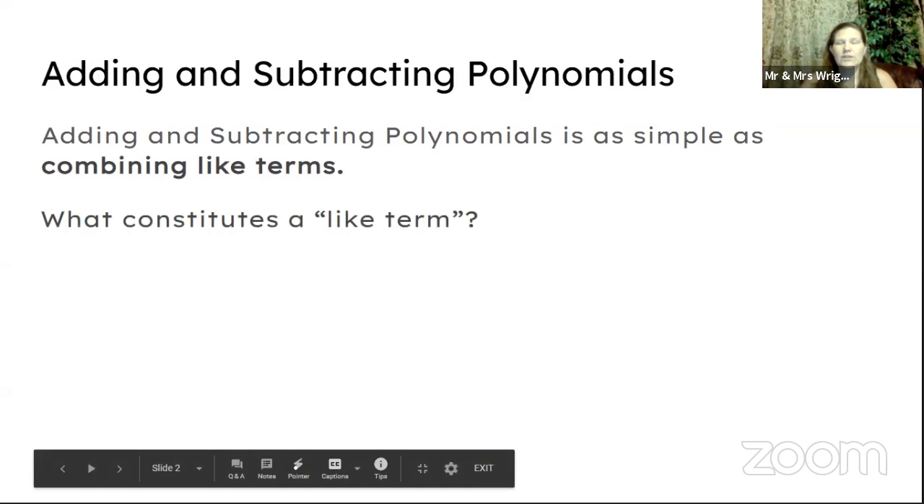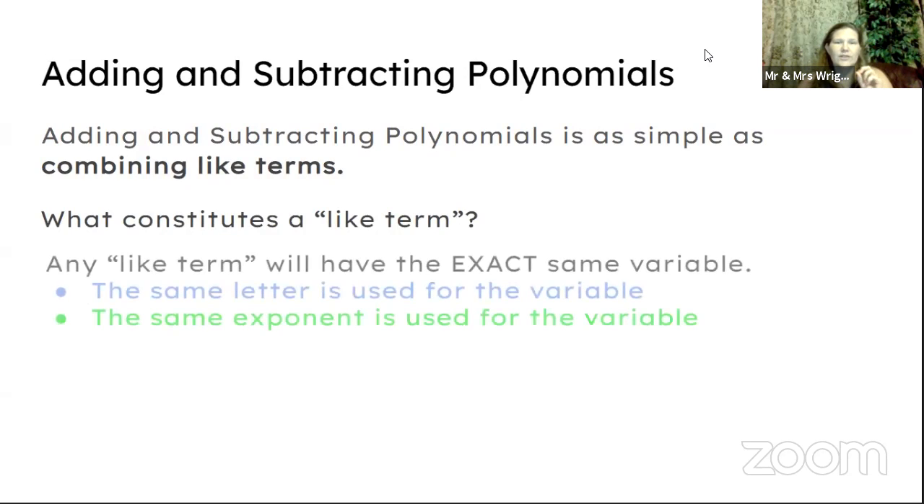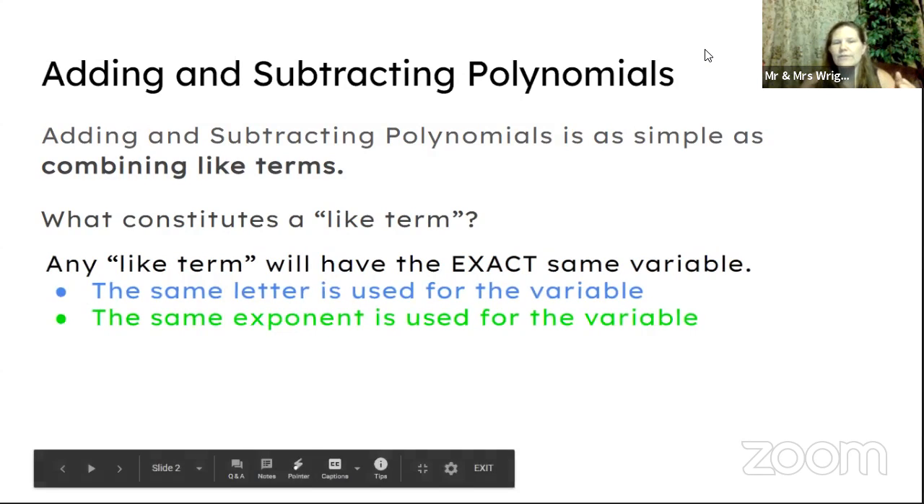So the first thing we need to talk about is what are like terms? Well, a like term is going to have to meet two qualifications. First, you have to have the exact same letter used and the exact same exponent for the variable.